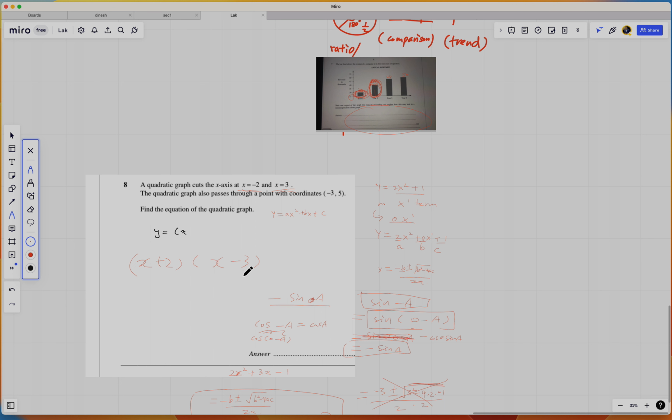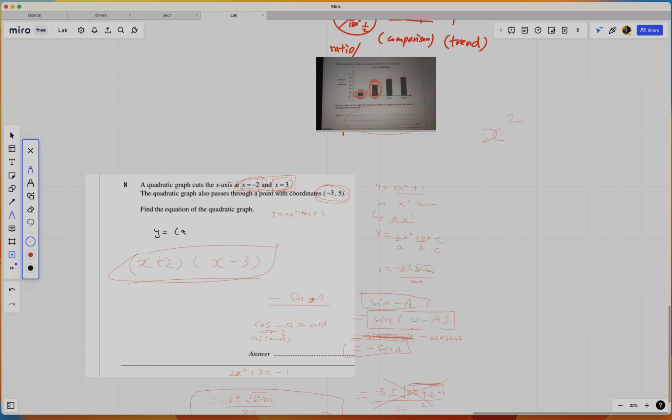Does it make sense? And then it says the quadratic graph also passes through a point with this coordinate. Find the equation. So why do you think this is needed? First thing, this is the roots, right? From the roots, the box method will give you the factors, so I put them in using brackets. So basically these two alone I already can get this. Why is this needed?